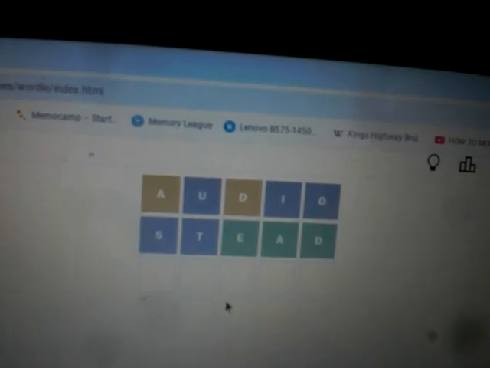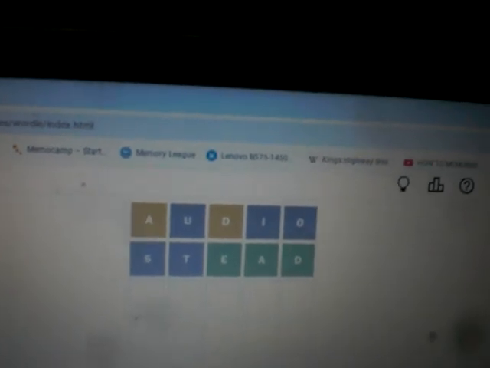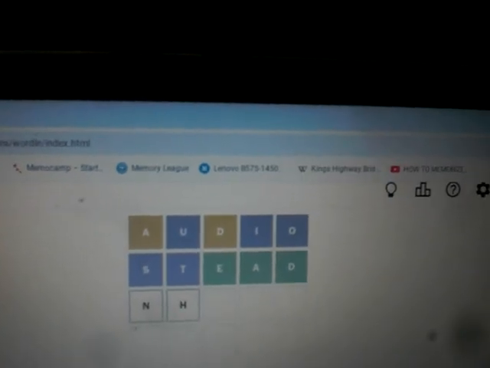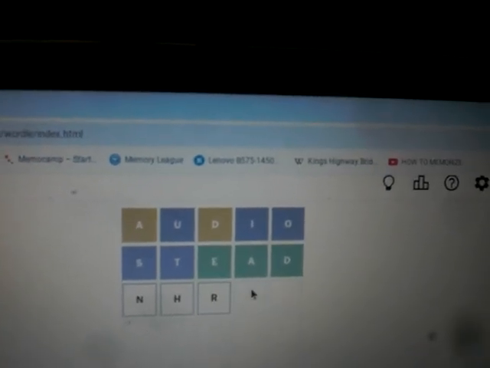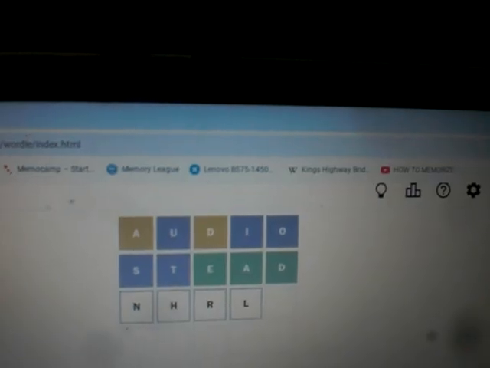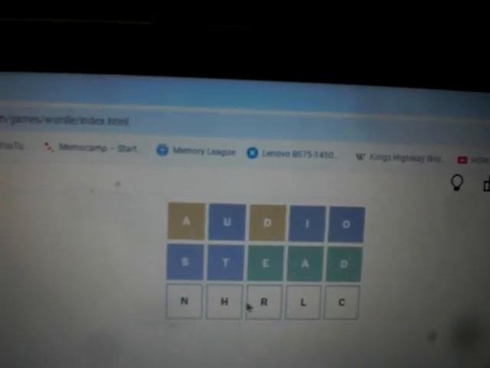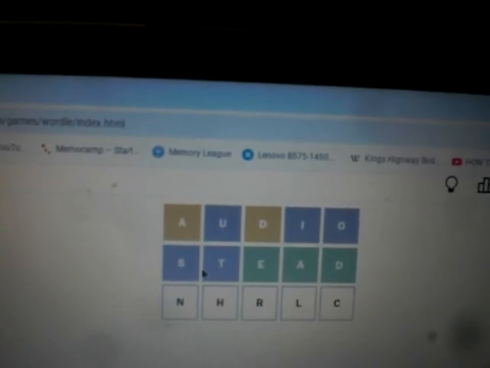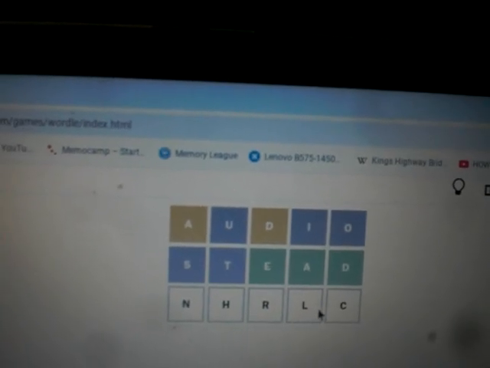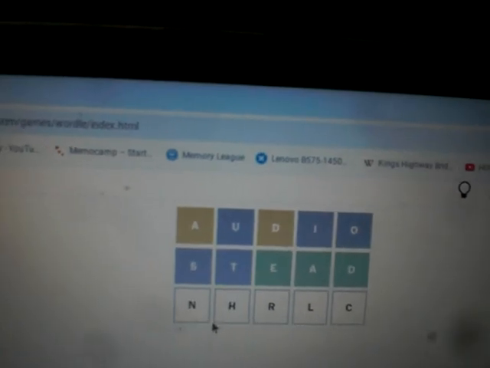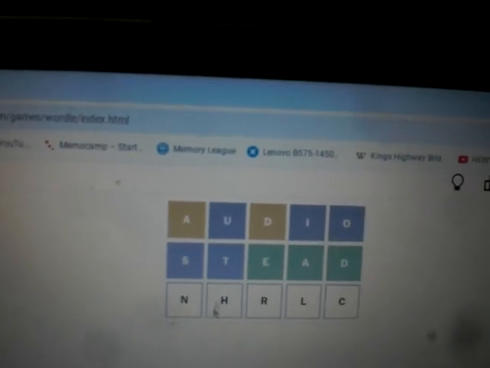So let's use our ETAOIN SHRDLU system again. ETAOIN SHRDLU. So the next 5 most common letters in the English language, left to right, N, H, R, L, C in that order. Let's make a word with 2 of these letters right here. See, we're using these common letters again. Again, not using rare letters. So N, don't see anything there.